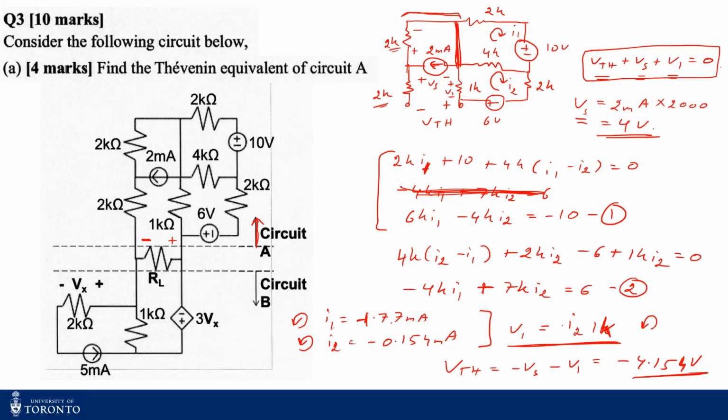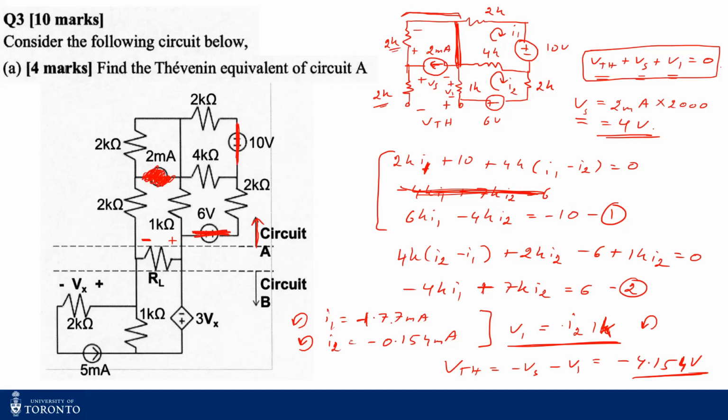Now what's my Thevenin resistance? For my Thevenin resistance, I turn off all the independent sources. So that means the current source is turned off, open circuit. So therefore I can ignore this whole junction. This is open circuit, no current is flowing here, and I'll short circuit the voltage sources.